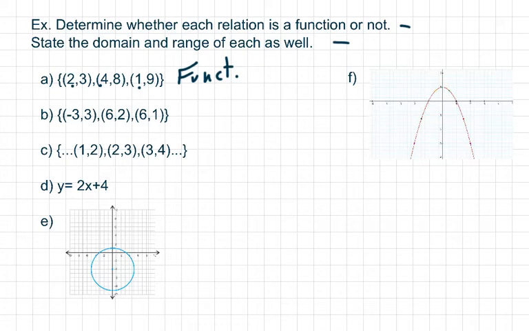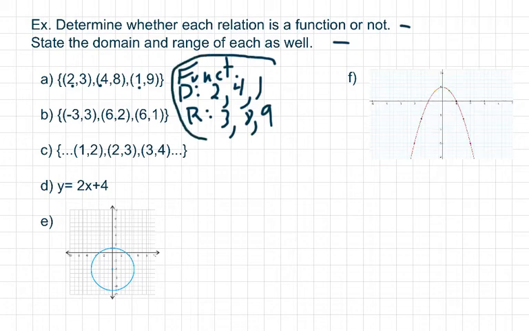And its domain, I guess I can write the domain like this, is, here, I'll do that a little bit neater. Our domain we can write as 2, 4, and 1. And the range of that guy would be 3, 8, 9. So there's our answer to A right there.